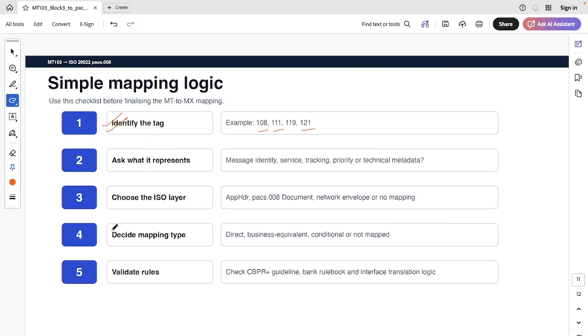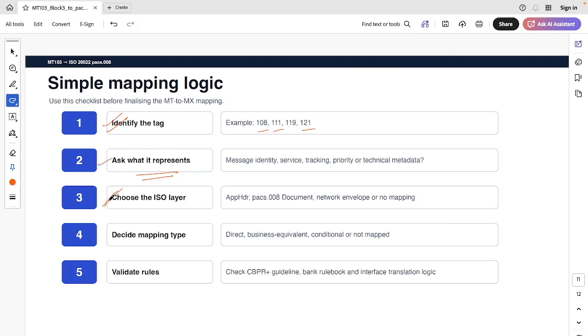Step 2 is to ask what the field basically represents. Does it represent message identity? Does it represent payment tracking? Does it represent service configuration? Does it represent processing priority? Or is it purely technical network metadata? So this question prevents incorrect mappings between fields that only appear similar.